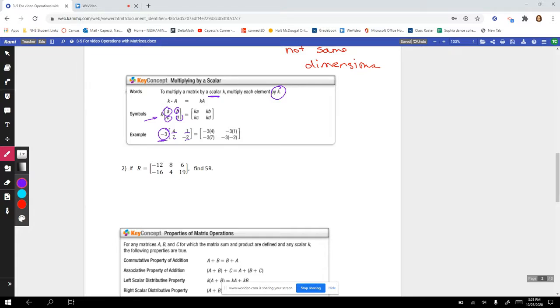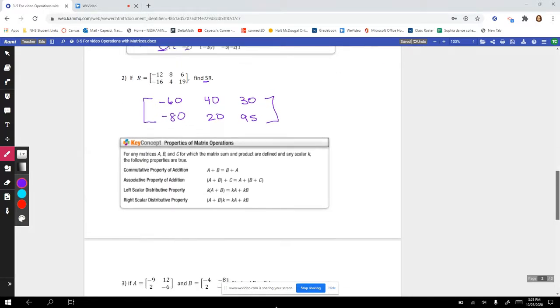All right, so let's try one. I have R. I'm going to multiply everything by 5. 5 is my scalar. So let me set up my matrix. So -12 times 5 is -60. Now, if you want to write 5 times -12 to hold that place, you can. If you feel like you can do it in your head, that's fine as well. And it doesn't matter here if I go across or if I go down because everything is getting multiplied by 5. So -16 times 5 gives me -80. 8 times 5 is 40. 4 times 5 is 20. 6 times 5 is 30. And 19 times 5 gives me 95. So that's giving me a scalar of 5.